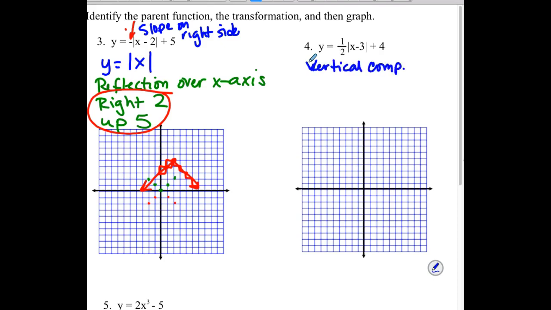So we have a vertical compression of 1/2. In other words, we're going to scrunch everything down, right? Squish it down. What is the 3 going to do? Okay. And somebody else. The 4? Up 4? Okay. It's an absolute value graph, correct? So we are picturing our V.